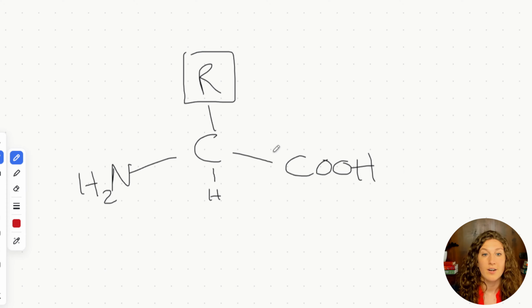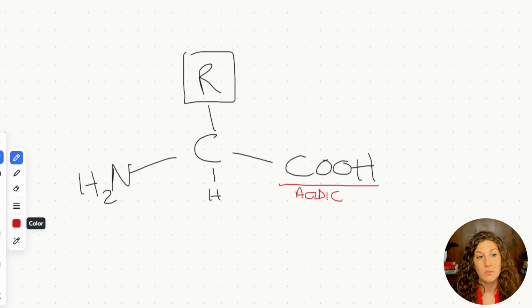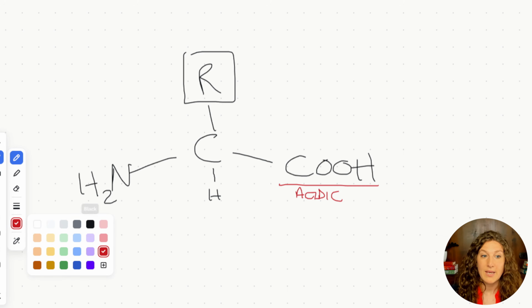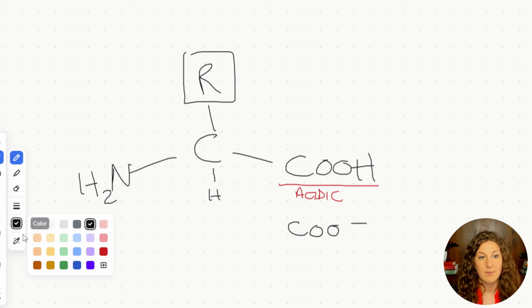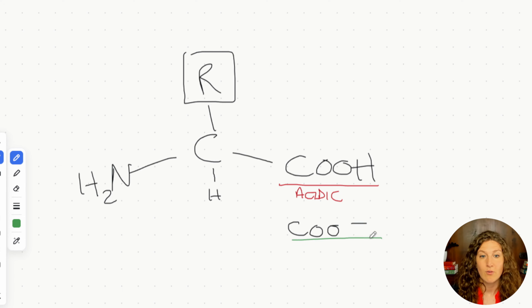I've gone ahead and drawn our carboxylic acid in its protonated or acidic state because it has its proton that it's willing to donate, and its basic state would be COO minus. That's going to be our basic or deprotonated form of our carboxylic acid. Now, it's important to note that when we're working with the Henderson-Hasselbalch equation, if we're using pKas, we have to go one functional group at a time.